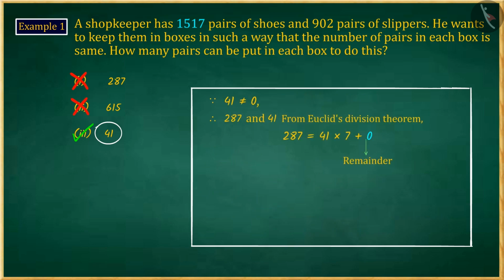Here we get remainder 0. So, the process ends here. Since the divisor at this stage is 41, the HCF of 1517 and 902 is 41. So, option 3 is correct.